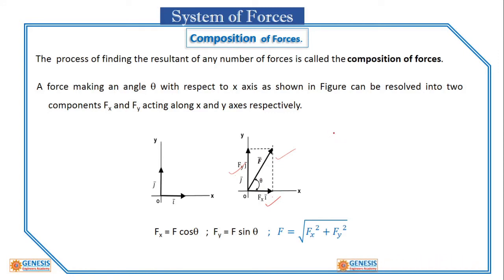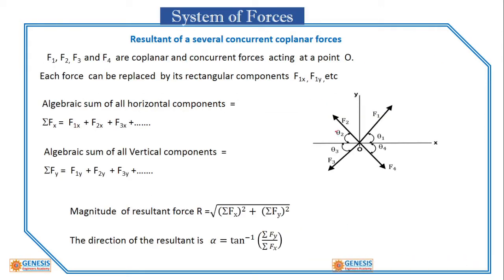So, the resultant of several concurrent forces, and also coplanar forces. What is meant by concurrent? Concurrent means several forces meeting at one point, or several forces originating from the same point. And if their lines of action lie on the same plane, we call that coplanar. That means same plane.